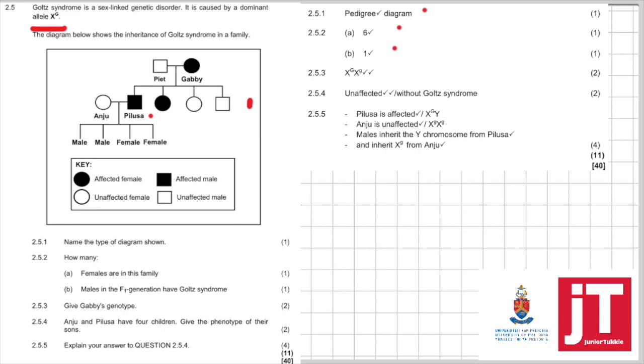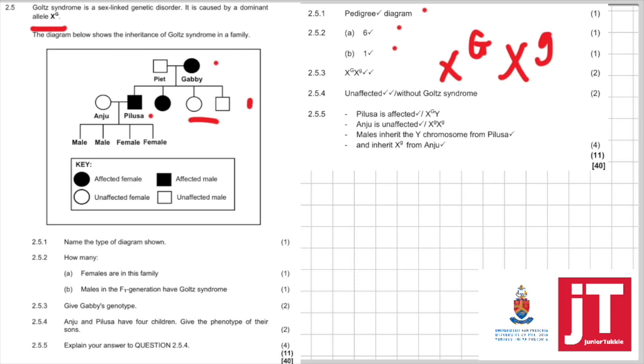253, give Gabby's genotype. Now, Gabby is affected, so she would definitely be X big G. But can you see Gabby has 2 children that are not affected. So she must carry the normal gene as well. So she is heterozygous. Right.